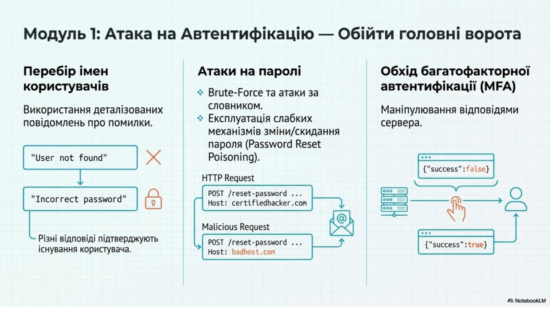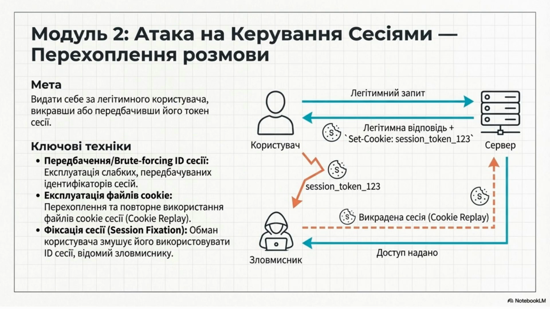Module 1 is about authentication attacks. This includes brute forcing usernames and passwords, exploiting password reset flaws, and bypassing multi-factor authentication by manipulating server responses. Module 2 covers session management attacks, which aim to intercept the conversation. Key techniques include predicting or brute forcing session IDs, exploiting session cookies via cookie replay, and session fixation.